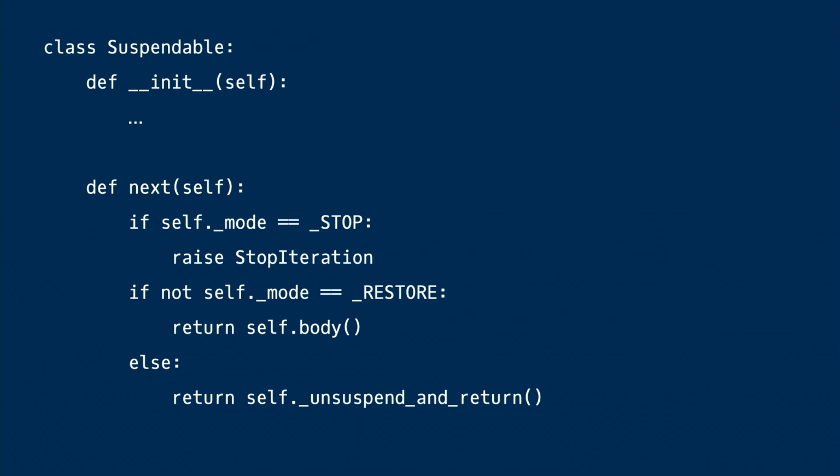If the coroutine is stopped, we need to raise StopIteration. And StopIteration is actually an exception that I wrote because in Python 1.6, iteration didn't exist. So of course, StopIteration didn't exist either. But if we're not in restore mode, we're going to start running the body function. If we are in restore mode, we're going to unsuspend our suspended function. And here's the implementation of our unsuspending code. It's very short. It's less than 15 lines of Python.